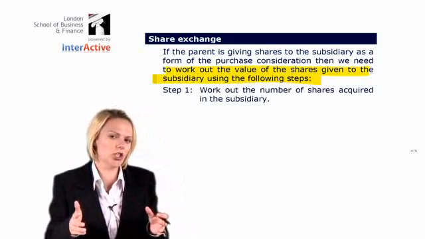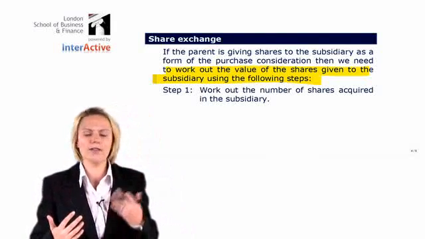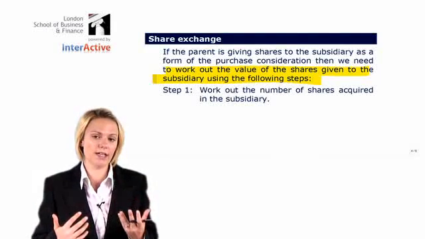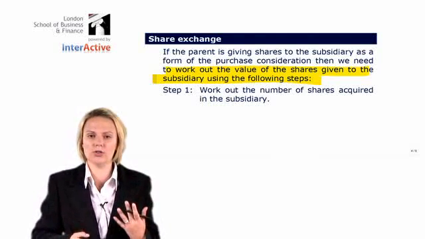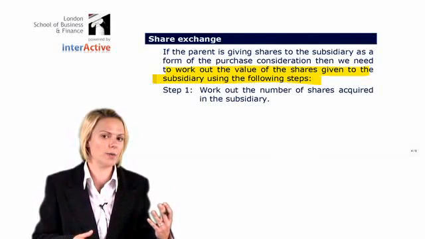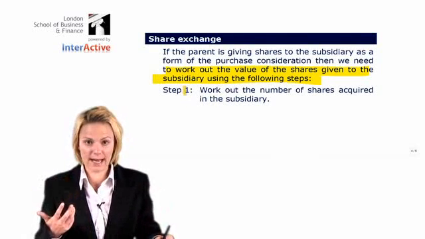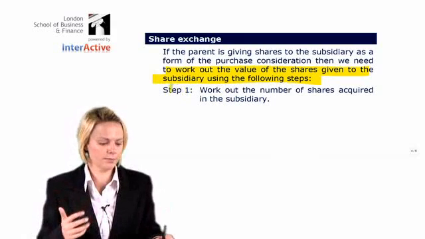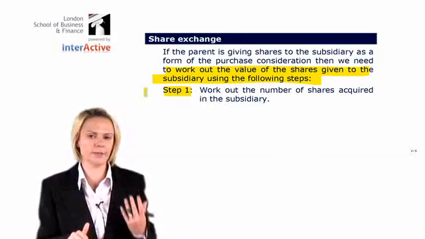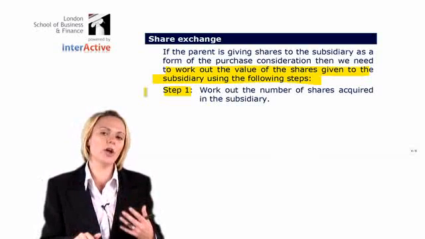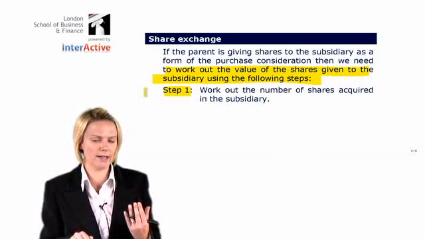Focusing on the share exchange, though, we need to work out the number of shares that we have acquired in the subsidiary. We then need to work out how many parent shares would be issued, and then put a value to it. So, we do this in 3 steps. Step 1. Work out the number of shares acquired in the subsidiary. So if you don't know already, how many shares did you buy in the subsidiary?